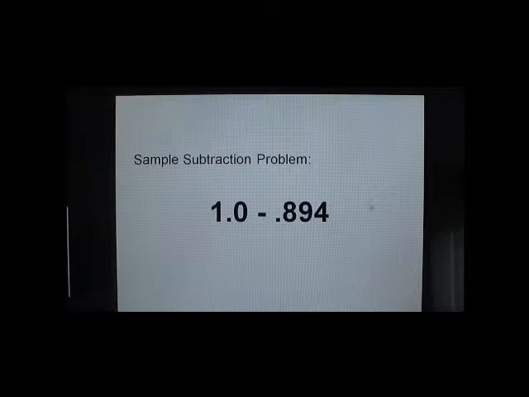Here's a sample subtraction problem. Notice how the decimal point in the first number has a 0. This is a whole number, one whole, and we're going to subtract from it something that might look like a larger value, but those of us who know something about decimals know that this is just a fraction of a whole. So this is the larger of the two values, and it will go on the top.